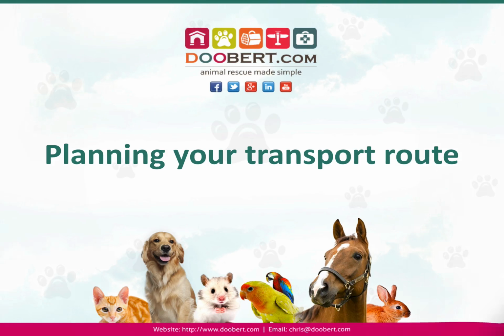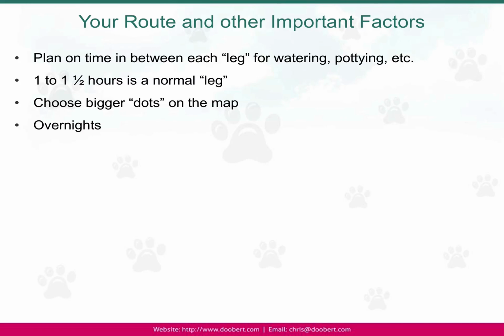If we talk about planning your transport route, so there's a couple of things. If you think about a very long distance transport, you're going to want to make sure to plan on time between the legs. Generally legs are going to be an hour to an hour and a half. It really depends. You're going to want to find handoff points that are near bigger cities or routings near bigger cities, because you have more opportunity to get volunteers. But you're going to need to plan some time in between these legs to allow the animals to have some water, to stretch their legs, go potty.